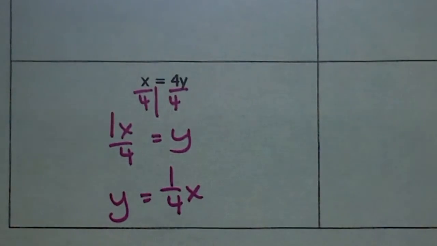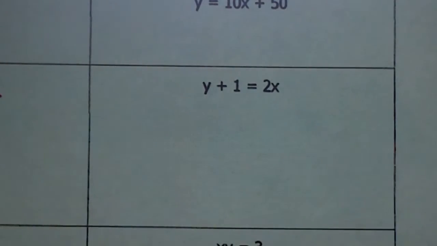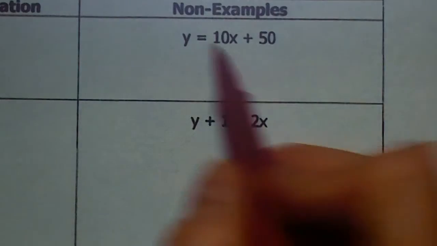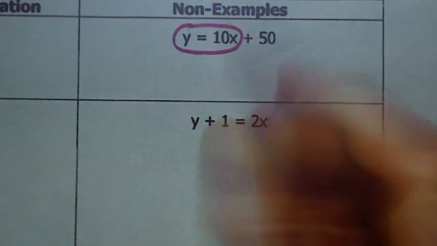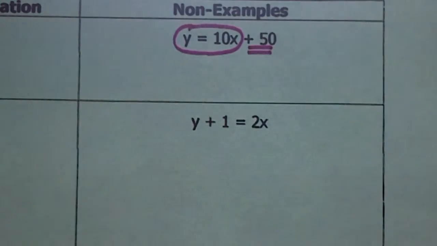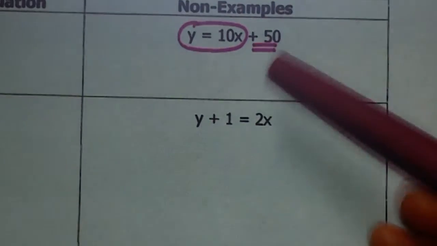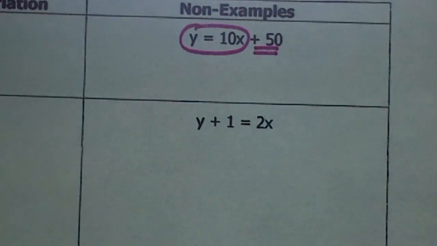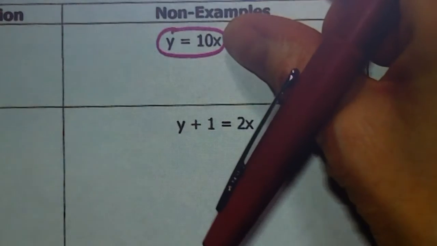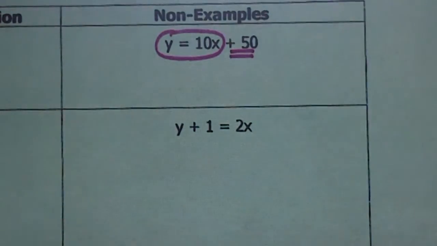Now I'm going to show you some non-examples so you can see the difference. All right, in this first one up here, it says y equals 10x plus 50. So right here, if it was just y equals 10x, we'd be great. But because this extra number is being added here, it's not going to have direct variation. This graph isn't going to pass through 0, 0. It's actually going to start at 50. We'll talk more about that in chapter 10. So right here, not direct variation, because it's not just y equals kx, it's y equals kx plus something else.